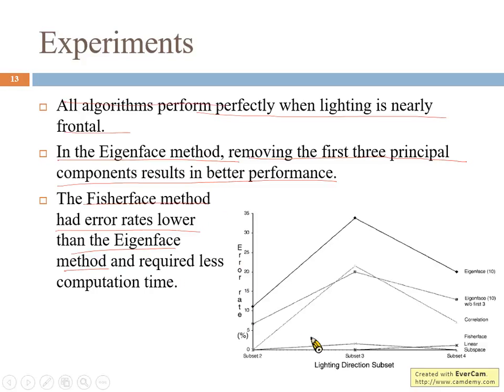And this is the result of the interpolation experiment. We can see that the error rate of the eigenface approach is quite high. The correlation approach is another method proposed before the Fisherface. And from here we can see that the Fisherface has very accurate results for the three subsets.